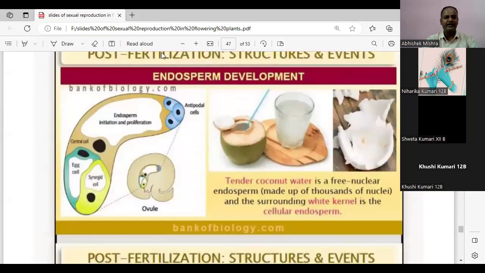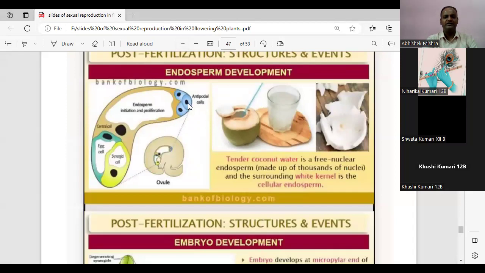One example we can have is from the coconut, the tender coconut water. You must all have drunk this coconut water. That is a free nuclear endosperm. Thousands of nuclei are there, and the white kernel is a cellular endosperm. So that is the beginning, the free nuclear endosperm, and then it changes into the cellular endosperm.